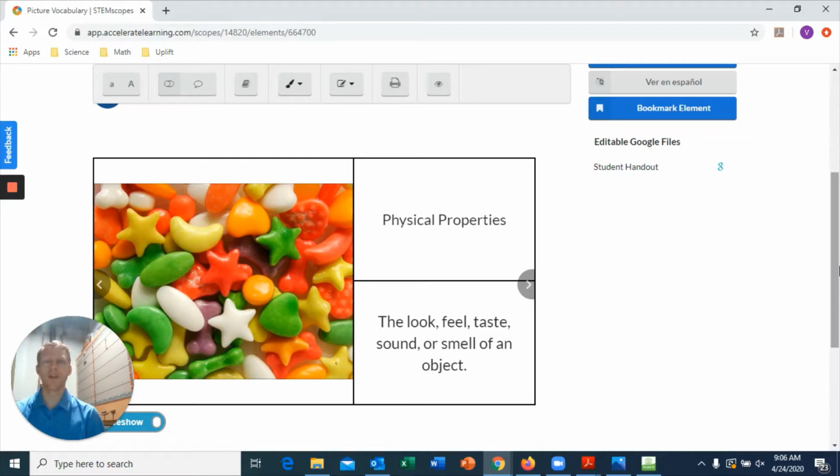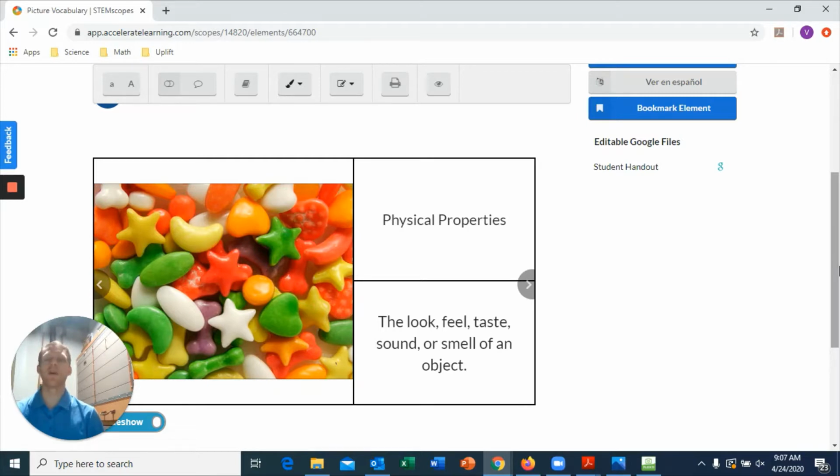We can see on the screen physical properties of matter are the look, feel, taste, sound, or smell of an object. The matter that you saw in the room around you has many different properties. These properties help us to describe and to compare the different types of matter. Think of properties as ways of describing the things around us. Look again at those things that you just saw in the room around you. Are they big or small? Are they hot or cold? Or maybe even heavy or light?